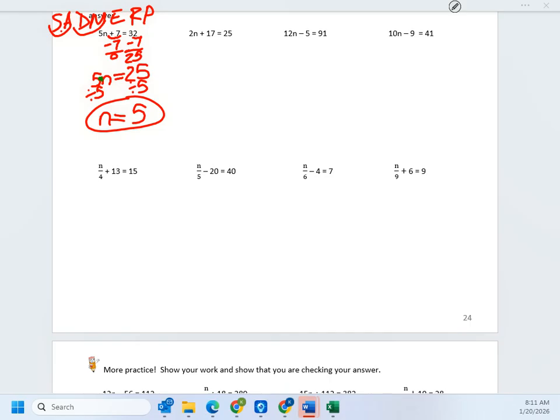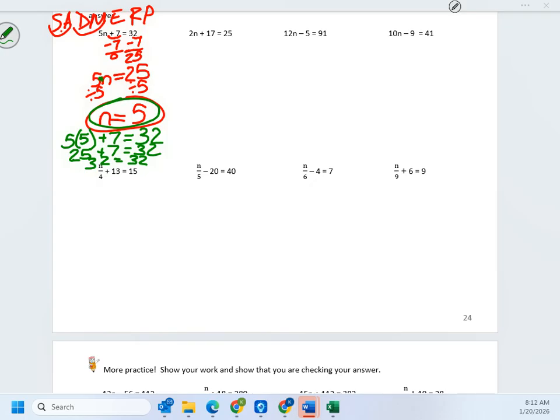I need to check my equation and see, does n truly equal 5? Do both sides equal out? So I'll have 5 times 5. I put it in parentheses because we know the number right next to the parentheses means multiply. So 5 times 5 plus 7 equals 32. So I'm going to multiply first. 5 times 5 is 25, plus 7 equals 32. 25 plus 7 is 32. 32 really truly does equal 32. So I know n really does equal 5.